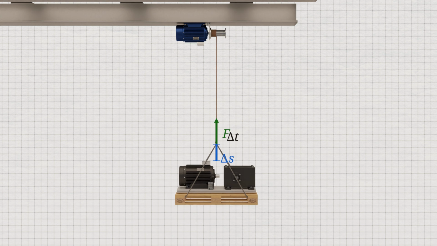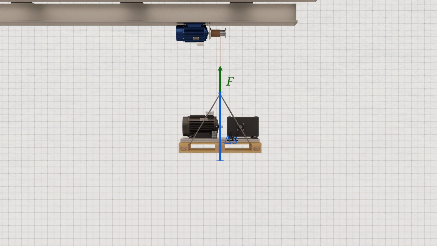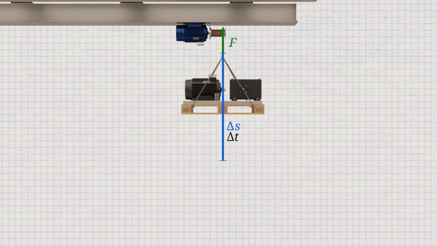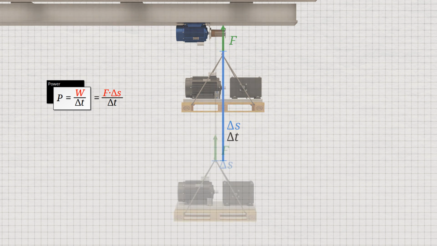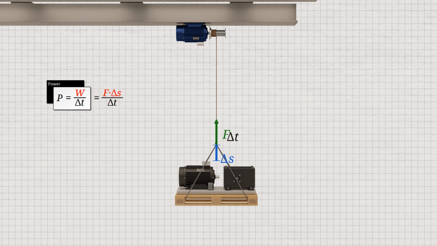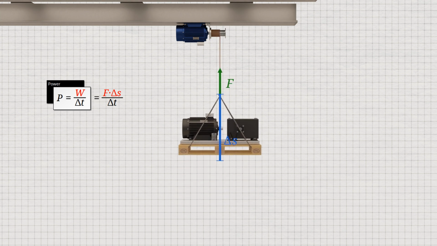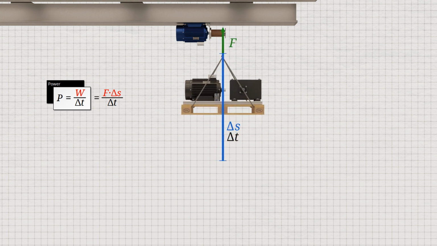To do this, we first determine the power with which the load is lifted. The mechanical power of a moving body is defined by the work done and the time taken. The more work done in a given time, the greater the mechanical power. By definition, work is the product of the force and the distance over which the force acts. If the winch pulls the load by the distance delta S with the force F within the time delta T, the power is calculated according to the formula given.